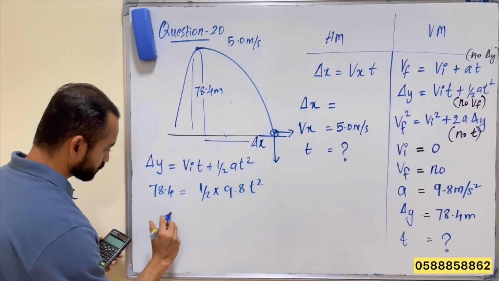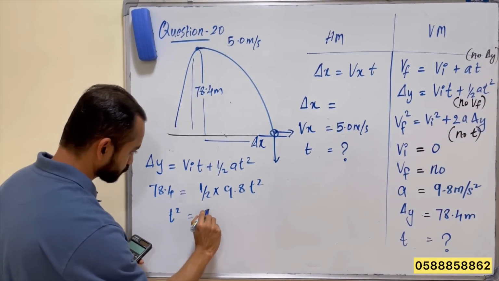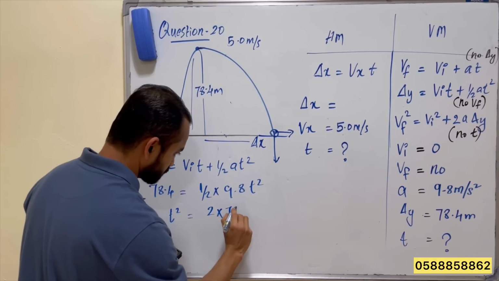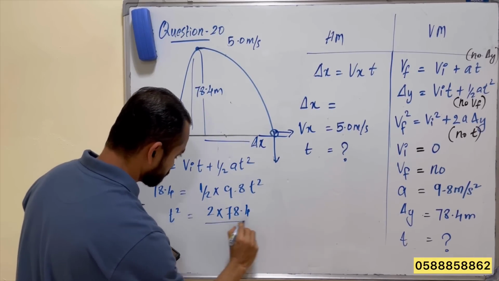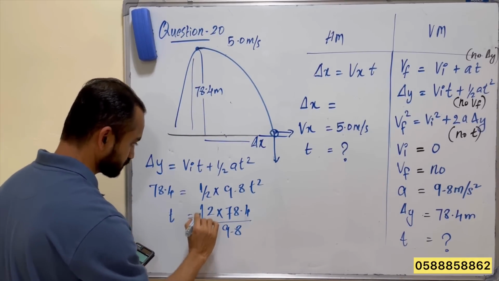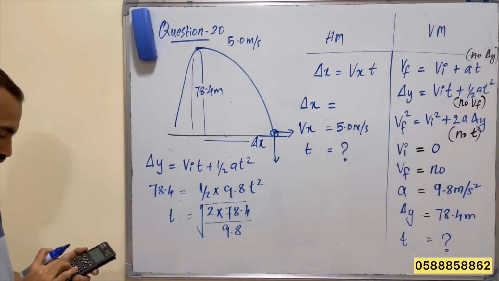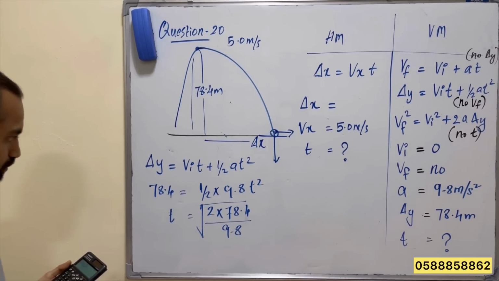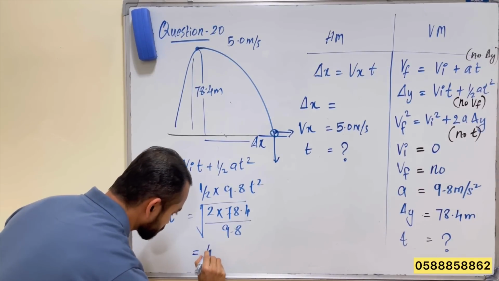Yes, so t squared is equal to 2 multiplied by 78.4 divided by 9.8. If you want to calculate t, then it will be the square root. So square root of 2 multiplied by 78.4 divided by 9.8, which equals 4. So the time I got is 4 seconds.